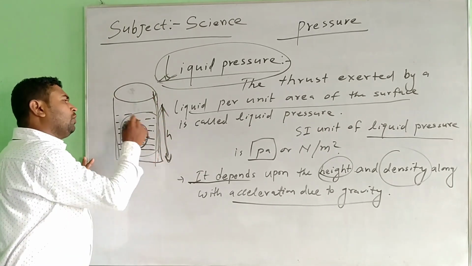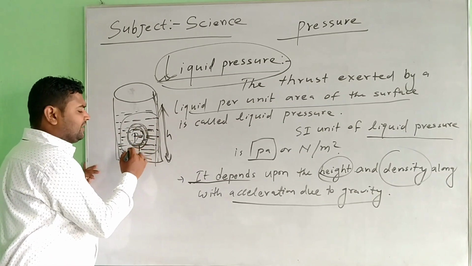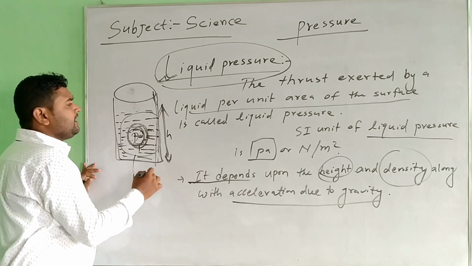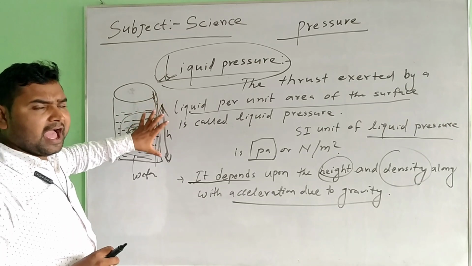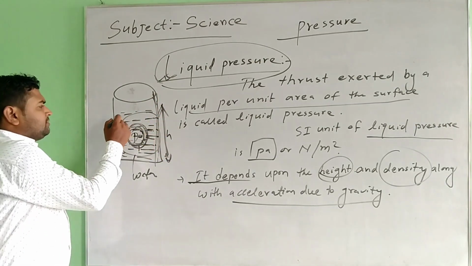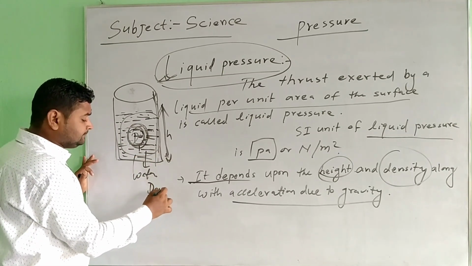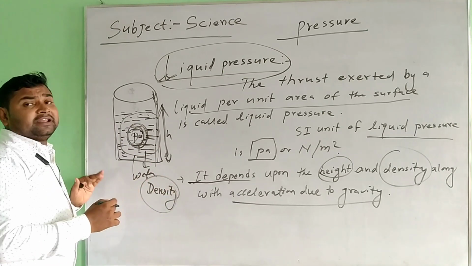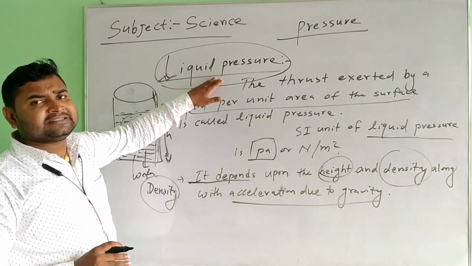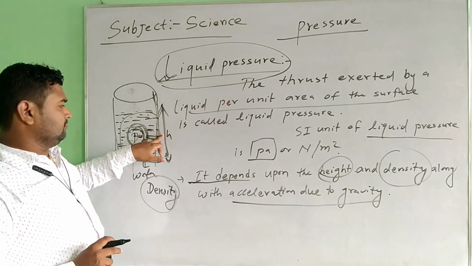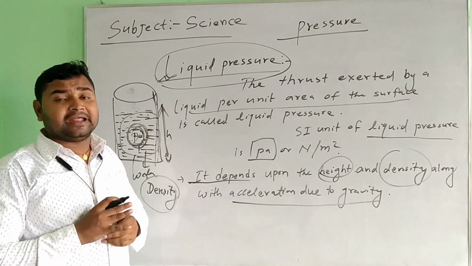Inside the container, water is filled. It means the liquid pressure mainly depends upon the height. What liquid is present inside this container? It means its density, and another is the acceleration due to gravity. This liquid pressure depends directly on height, density, and the acceleration due to gravity.